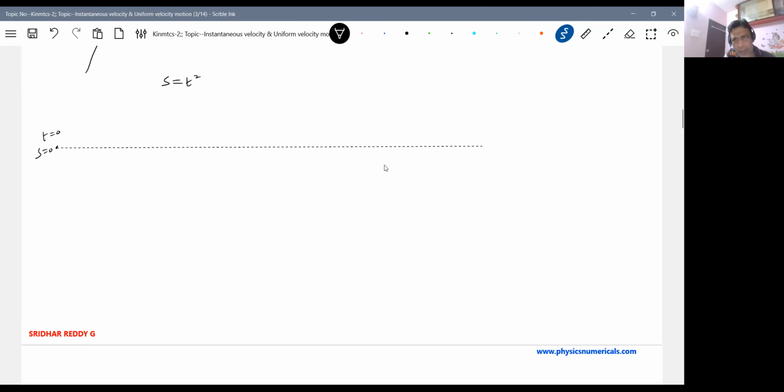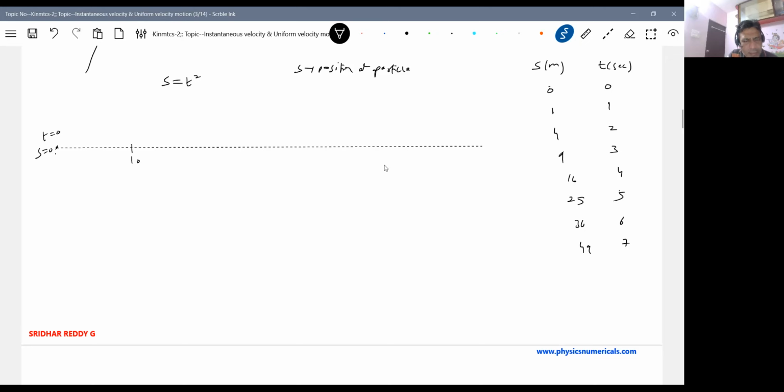At various instants of time, let's go for the slope. S is in meters, position. T is time in seconds. S stands for the position of the particle. At t equal to 0, the particle will be at the origin, the reference point. At t equal to 1 second, it will be at a distance of 1 meter from the origin. At 2, 4 meters. At 3, it will be 9, at 4, 16. At t equal to 5 seconds, it will be 25 meters. At 6, 36, and 49.